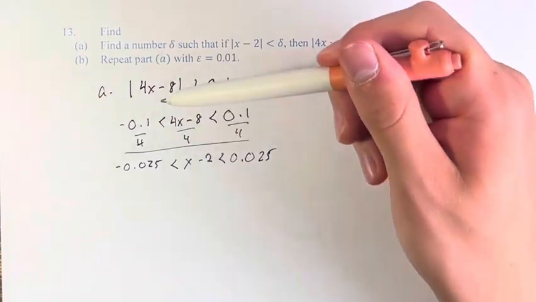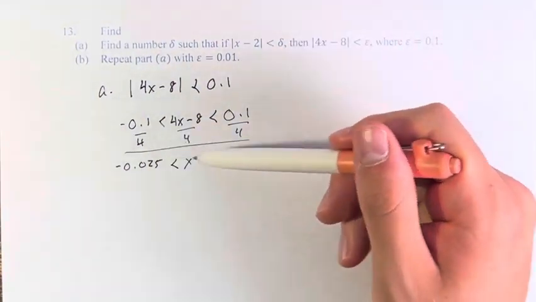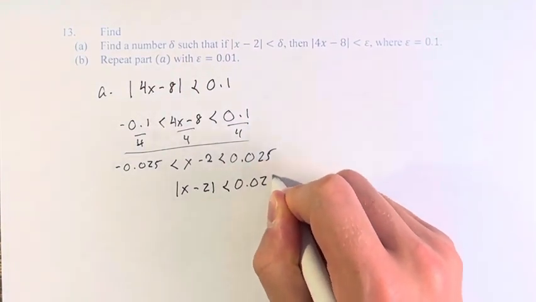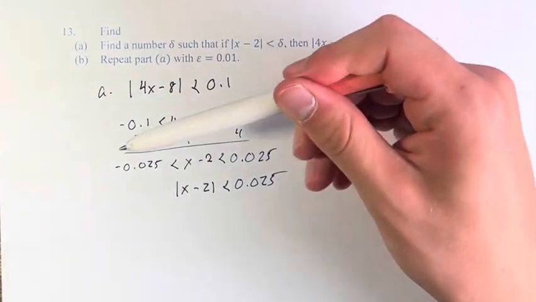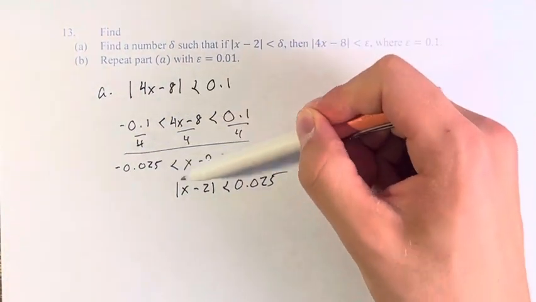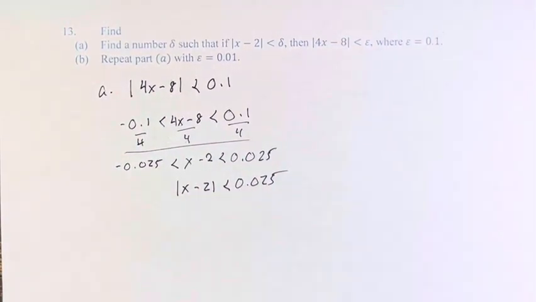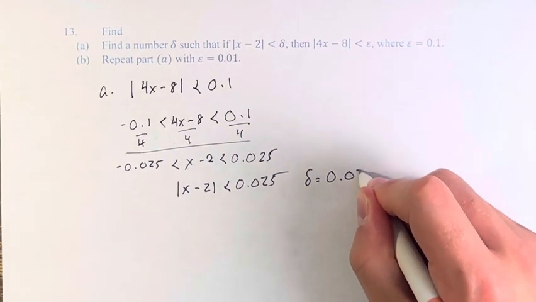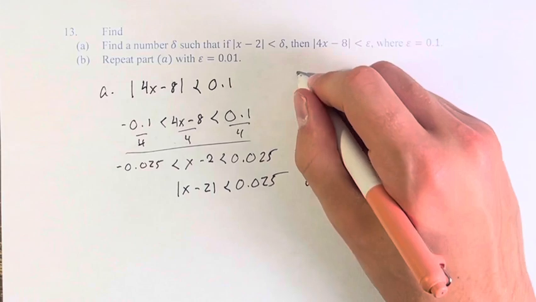And so just like before when we went from absolute value to a double inequality, we can go from a double inequality to an absolute value, right? Based off of the way in which we can switch between these two things, we can go backwards and say that the absolute value of x minus 2 is less than 0.025. Therefore, delta equals 0.025. We're also asked to repeat this with epsilon being 0.01.